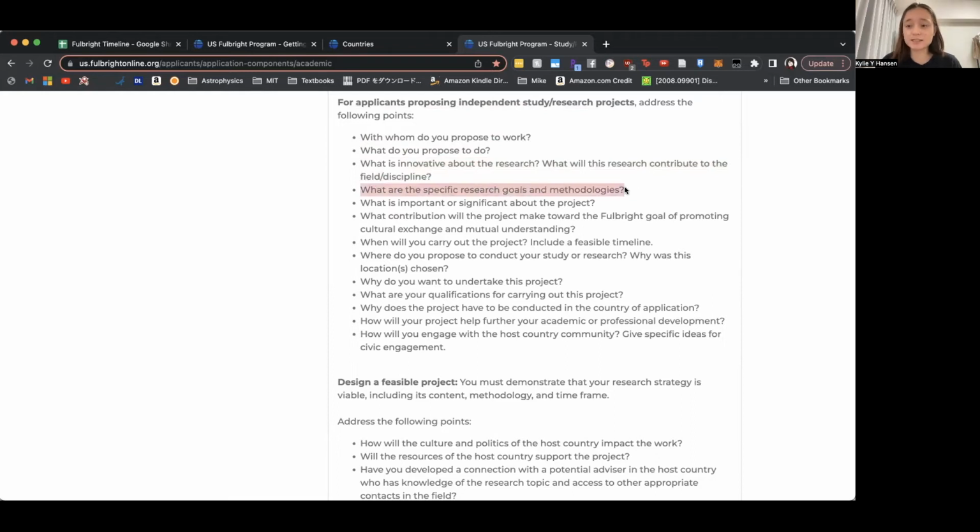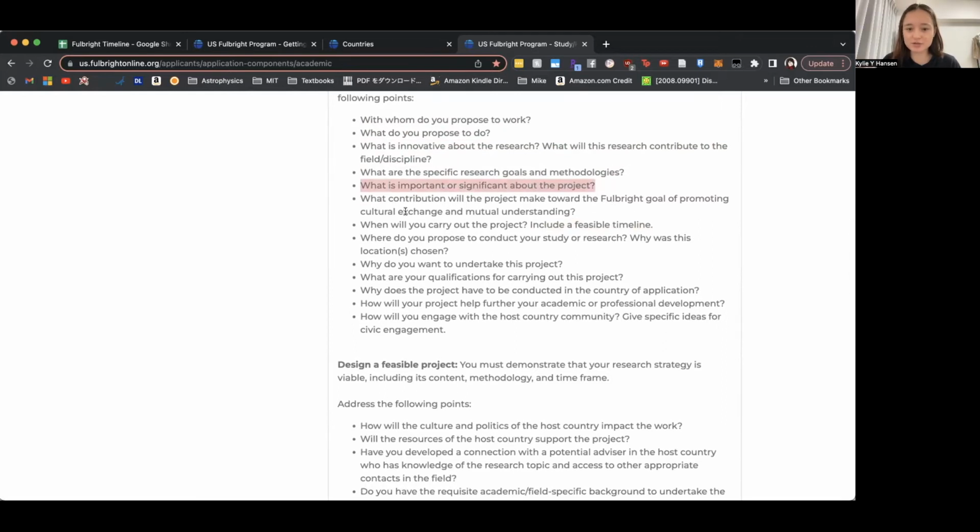Like I said before, it's good if your proposal has physical, actionable things you will do while in the country, so that you can emphasize that it's feasible. And it has to include a timeline too. Oh yeah, here we go, feasible timeline. We'll get to there. What is important or significant about the project? Pretty straightforward.